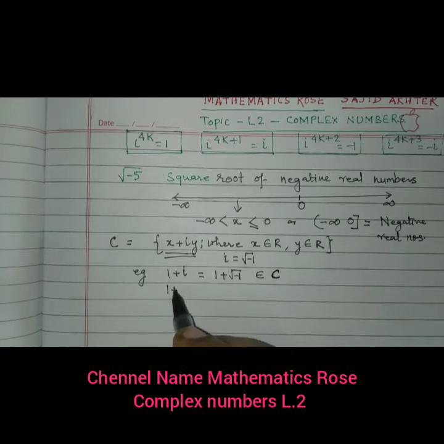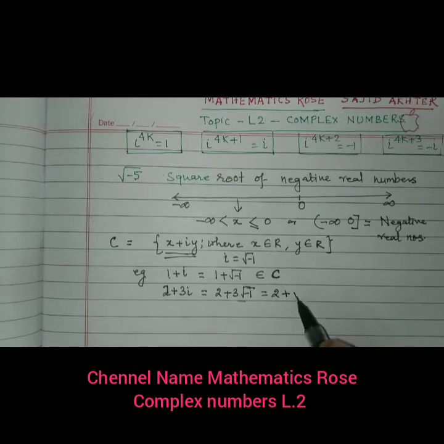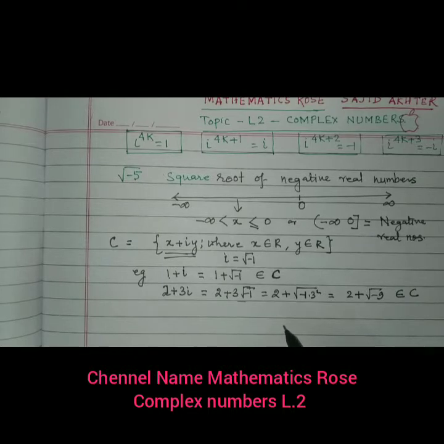Similarly, if I am taking 2 plus 3i, 2 plus 3i means 2 plus 3 into root under minus 1. So if we write, this is an imaginary number. How? Because it is the square root of a negative real number. So minus 1, and then here is 3 square, so it will become 2 plus root under minus 9. So it belongs to C. So therefore it is also a complex number.